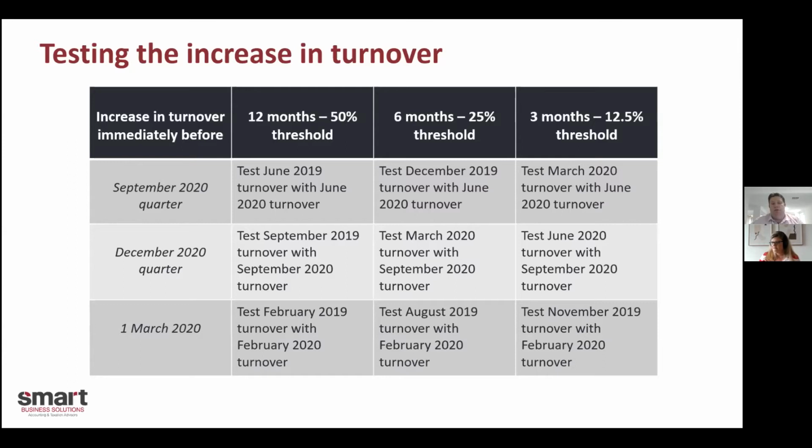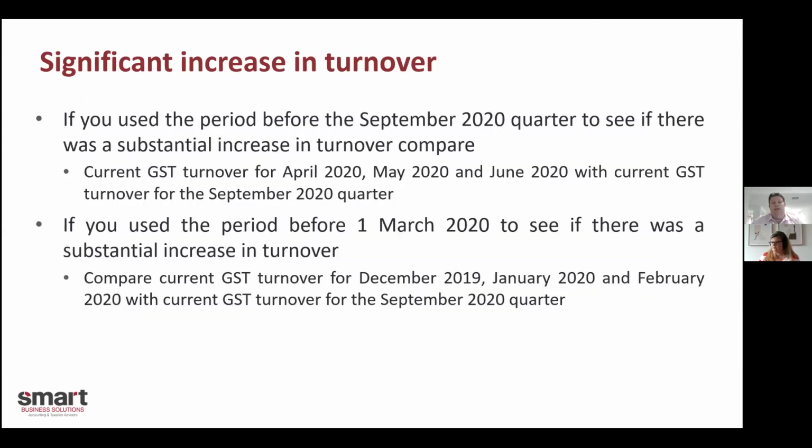So we can test February 2020 to February 2019 for a 50% increase, or 6 months back for 25%, and so on. Similar rules apply, just with obviously different months for the December 2020 quarter. So there's a couple of chances to really get in there and be able to apply these rules. And if you do find that you have had what the ATO has determined as a substantial increase in any of these areas, then you can apply the alternative test.